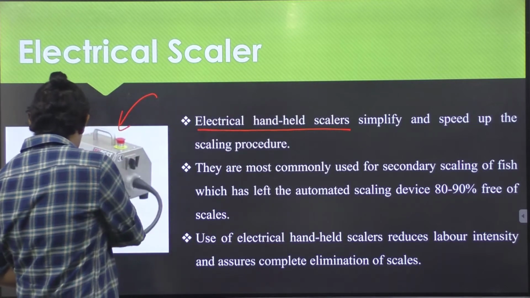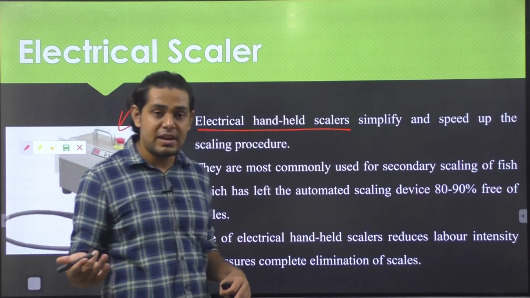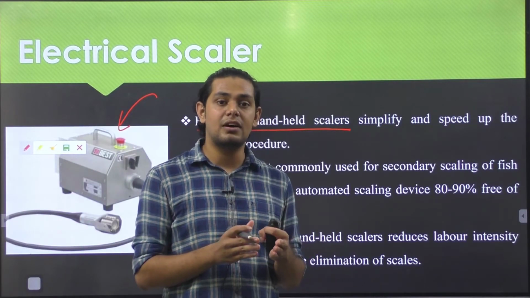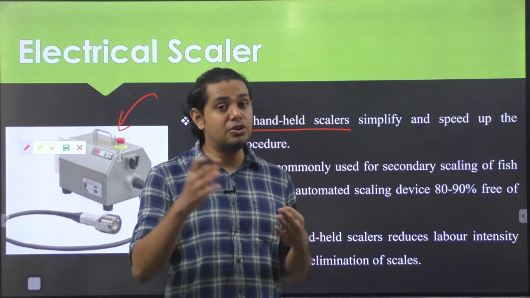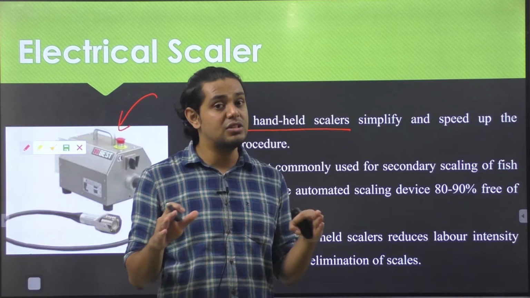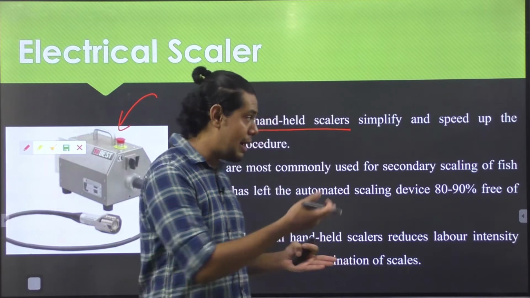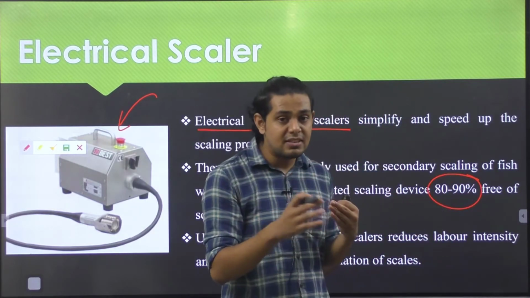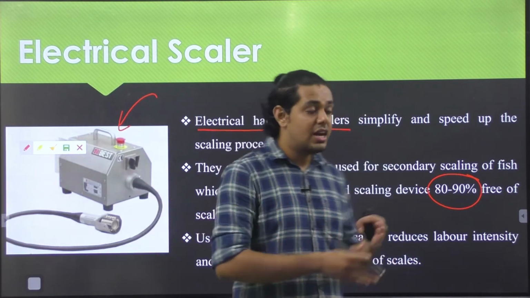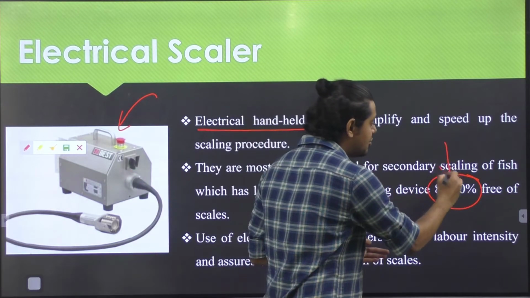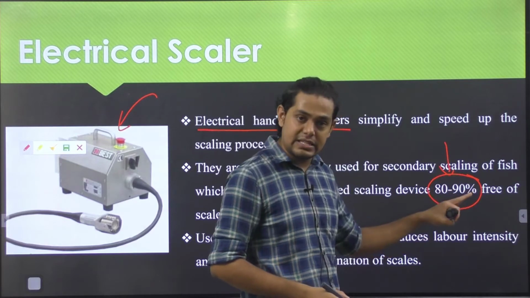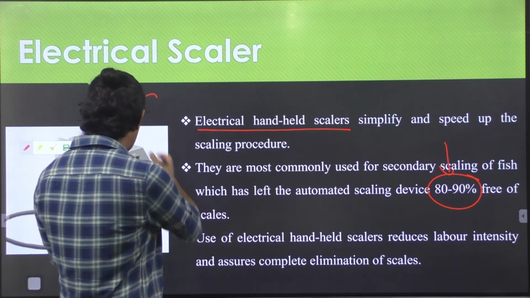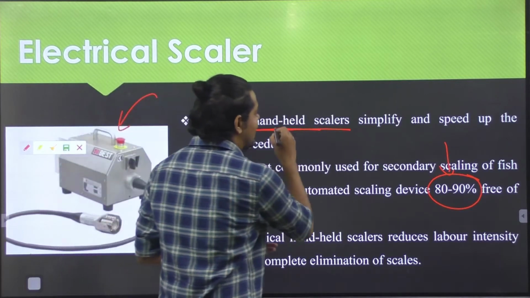So automatic devices are effectively in place in most of the fish processing industry. These automatic devices try to remove the scales present on the surface of the fish. Up to what percentage? Whenever we pass the fish through an automated scaling machine, the fish become 80 to 90% free of scales. The remaining 10 to 20% of the scales will be manually removed using an electrical handheld scaler.